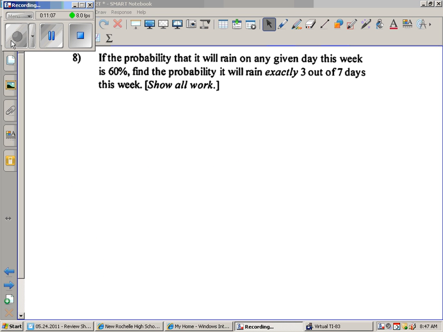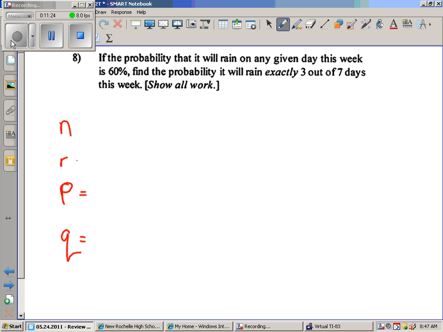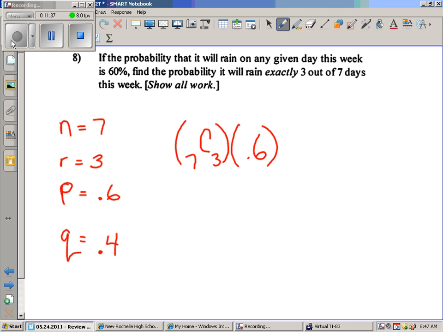Let's play again. These are once again an exactly problem. The probability that it will rain on any given day this week is 60%. That's looking about right compared to our weather outside, you know. Find the probability it will rain exactly 3 out of 7 days. So, you know, N, R, P, and Q, 7, 3, 0.6. That means this is 0.4. And we're just going to do 7C3, 0.6 to the third, 0.4 to the fourth. Plug it into our calculator, find the answer.